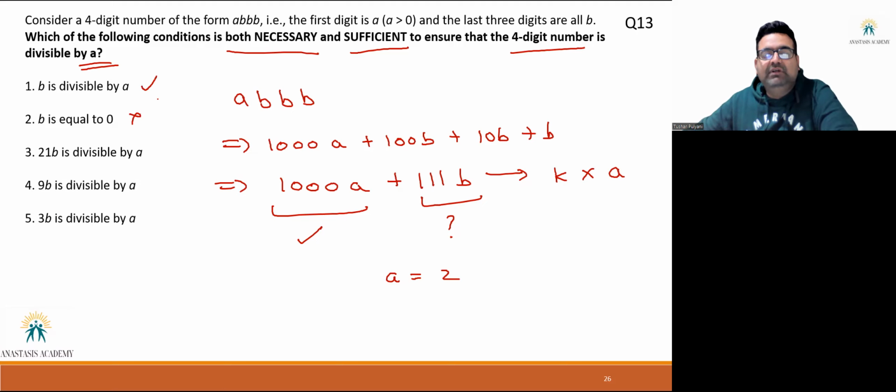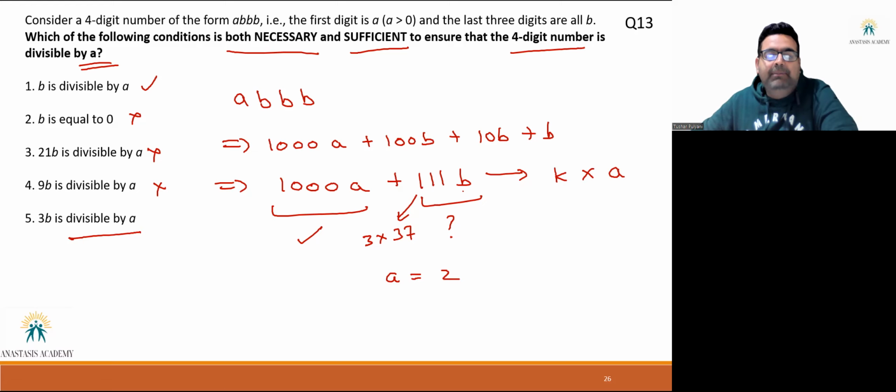Similarly, B divisible by A. This looks like a very close option, but let us look at the other ones first. There is no 21. If you factorize 111, it is 3 into 37, so there is no talk of 21 in this question. Similarly, there is no talk of 9 in this question. Let's talk about the last option, 3B is divisible by A.